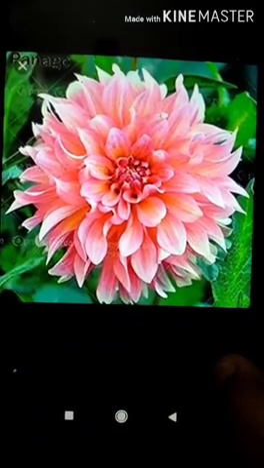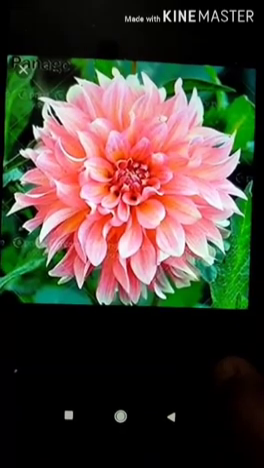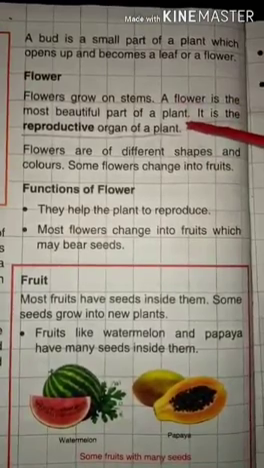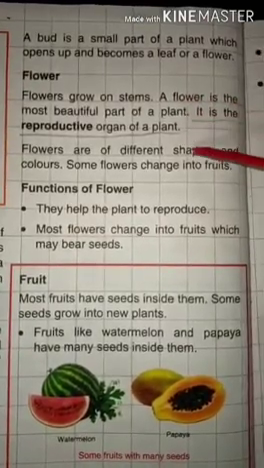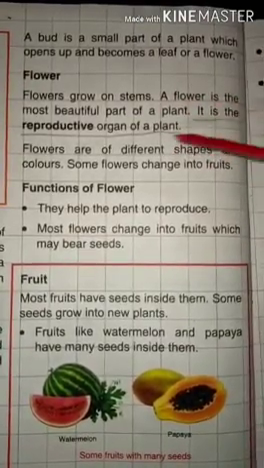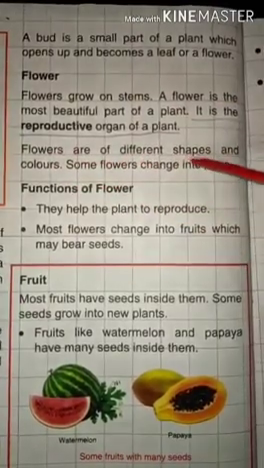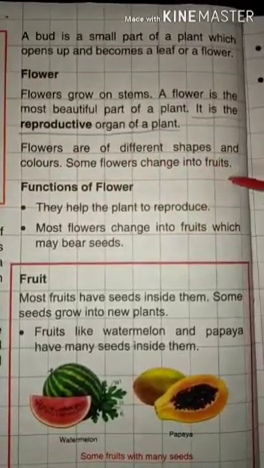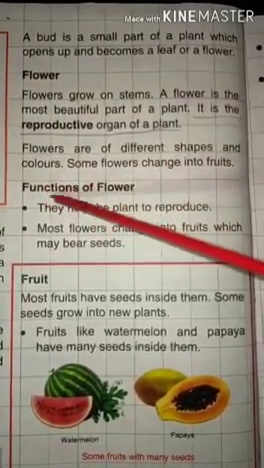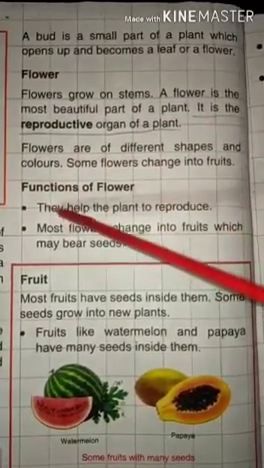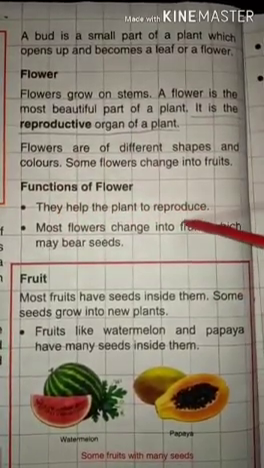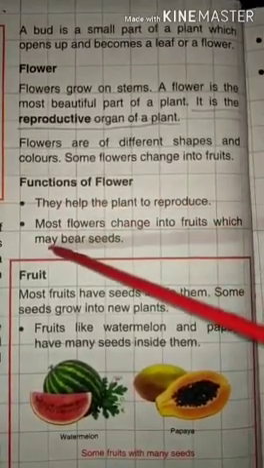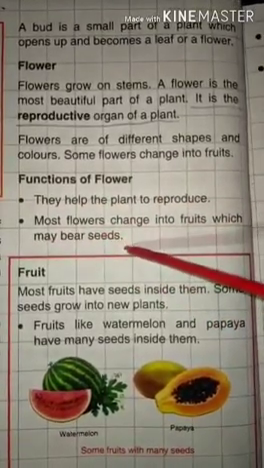Children, do you know why? Because they produce seed. Seed gives rise to a baby plant. Okay. Flowers are of different shapes and colors. Some flowers change into fruits. Now we will read about the function of flowers. They help the plant to reproduce. Most flowers change into fruits which may bear seeds.